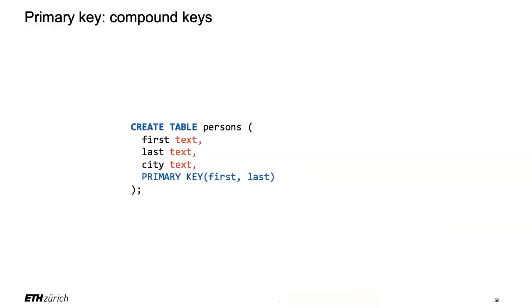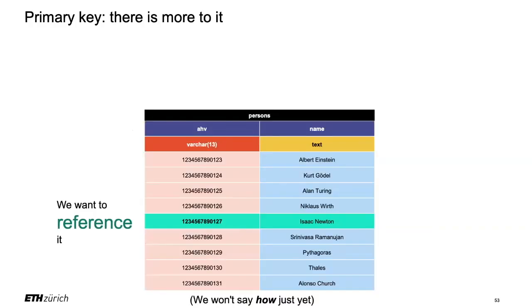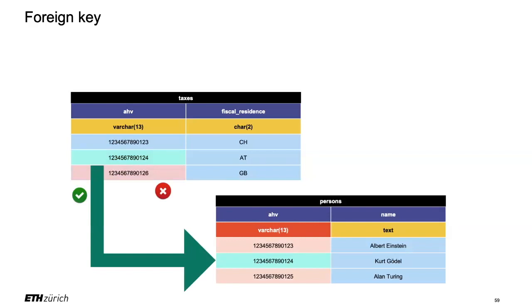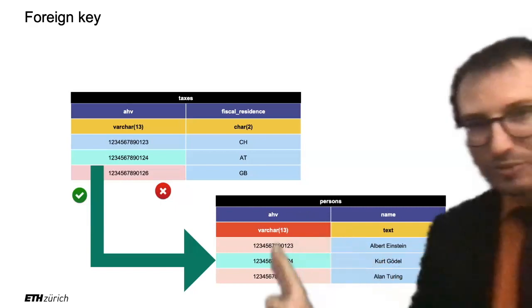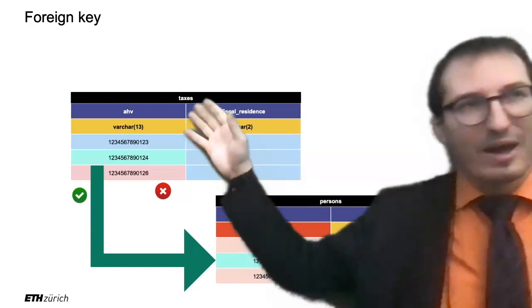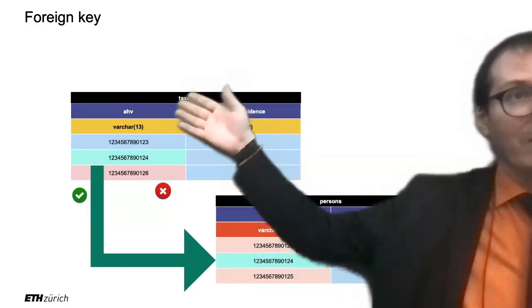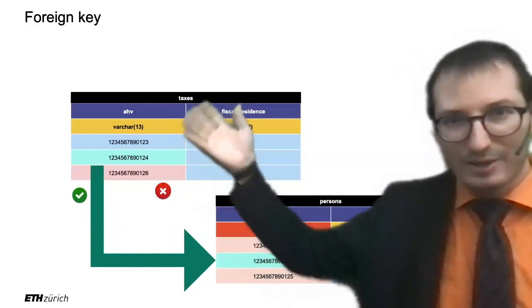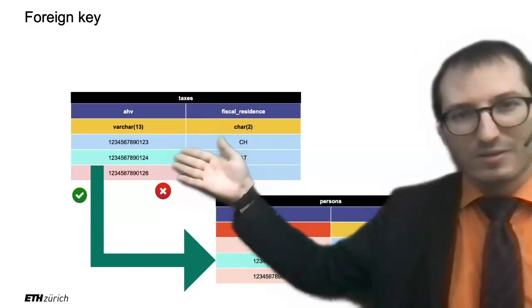Okay, so now coming back to what I was saying here, we want to reference it. So let's do it. Let's reference them. So in order to reference them, this is how it works. I might have this table of persons on the right here that are all identified with the social security number, the AHV number. So it means that here, this is a primary key right here that uniquely identifies a record. And I might have here my tax office database, right?